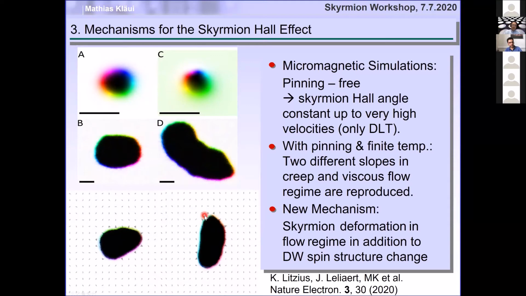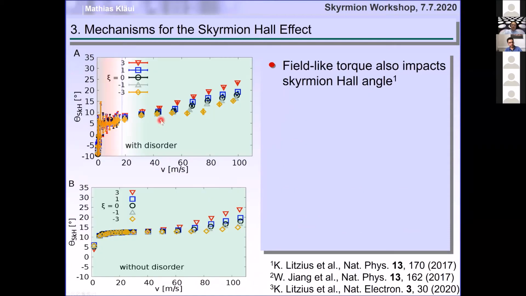So you get two different types of changes of the spin structure. You get a change in the domain wall, and you get a change in the shape and elongation. And so to check what plays a role, what we did is we varied the torques that are acting. So we varied the damping-like and the field-like torque. And here we vary the field-like torque, which is 3 times the damping-like torque, only damping-like torque, and -3 times the damping-like torque, so just a different sign.